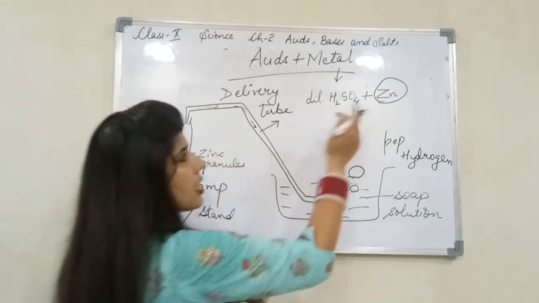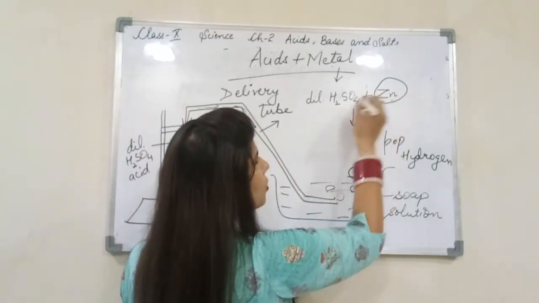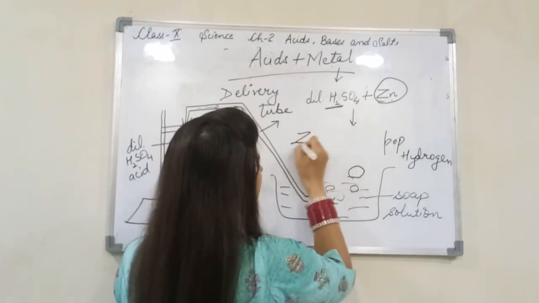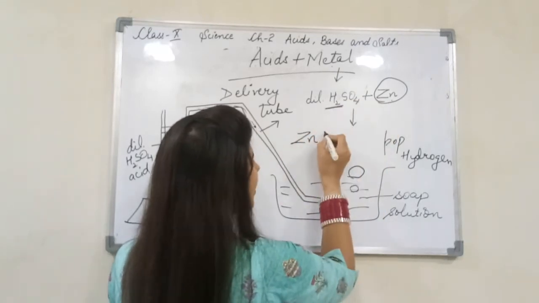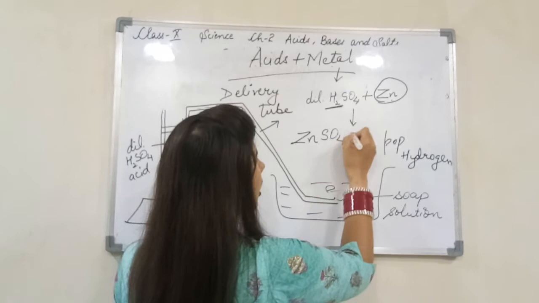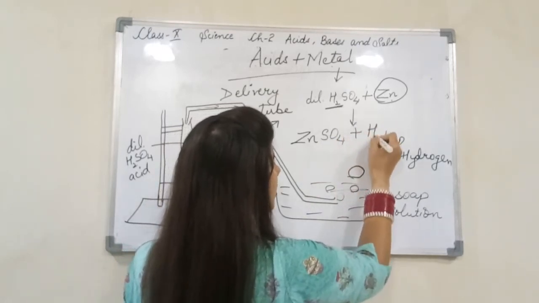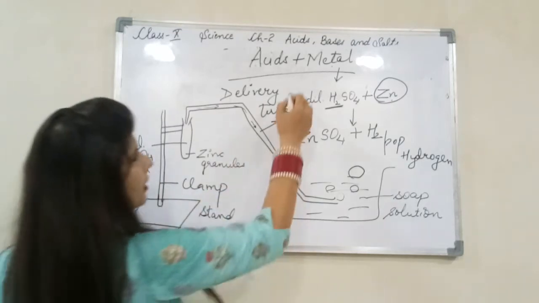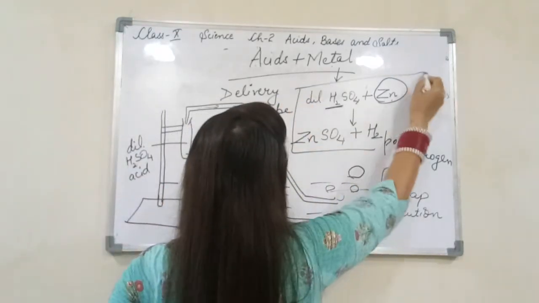Hydrogen gas was formed. This metal has a tendency to displace this H. ये H की जगह ले लेगा. Zn आ गया H2 की जगह पे. SO4 आ गया. Along with it, you get hydrogen gas. I hope you are clear with this thing. This is a very important portion.